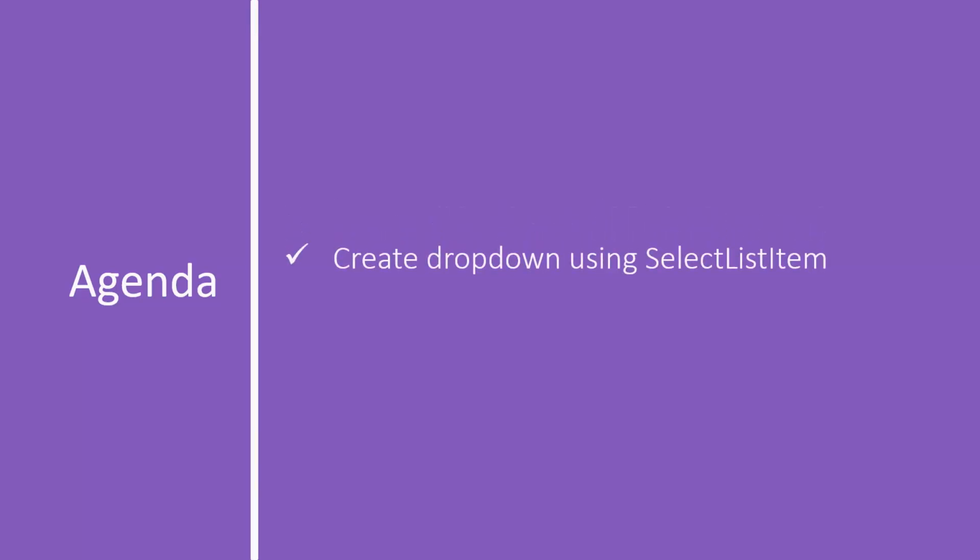We need to create a dropdown by using select list item. Select list item has several operations that are required to create a dropdown. It will give you some extra functionalities as well. So this is the most recommended and best way to create a dropdown. Let's open the Visual Studio.